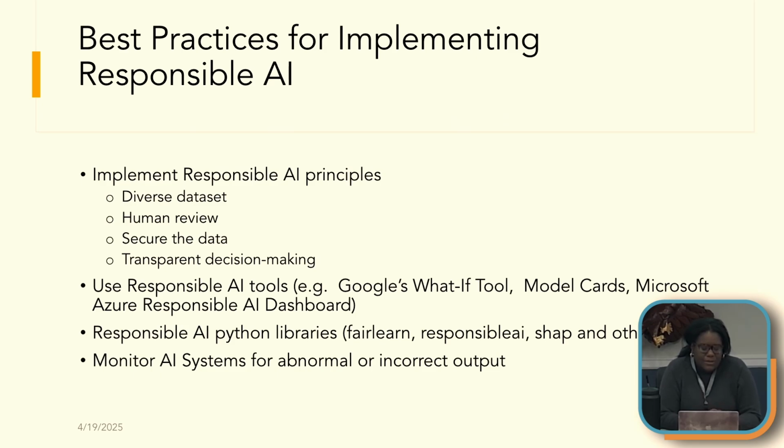And there are other responsible AI tools. There's Google's What-If tool. I've never used that one before, but that's a responsible AI tool that people often use, maybe if you're working in a business. Model cards, I've used model cards in some of my roles. Microsoft has an Azure Responsible AI dashboard, which I've used once. It was a while ago. And then Python has some responsible AI libraries. There's Fairlearn, Responsible AI, SHAP, and there's other responsible AI Python libraries.